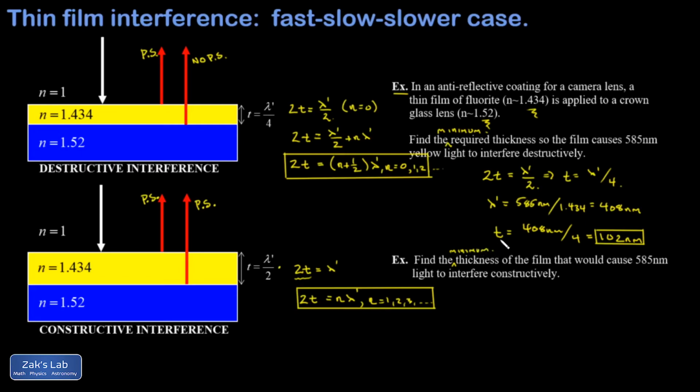Find the minimum thickness of a film that would cause 585 nanometer light to interfere constructively. So that's the n equals 1 case in our formula, and I have 2t is equal to lambda prime. Again, that's the same as saying t is equal to lambda prime over 2. And I already have lambda prime. That was 408 nanometers. So I get a thickness of 204 nanometers, causing constructive interference.